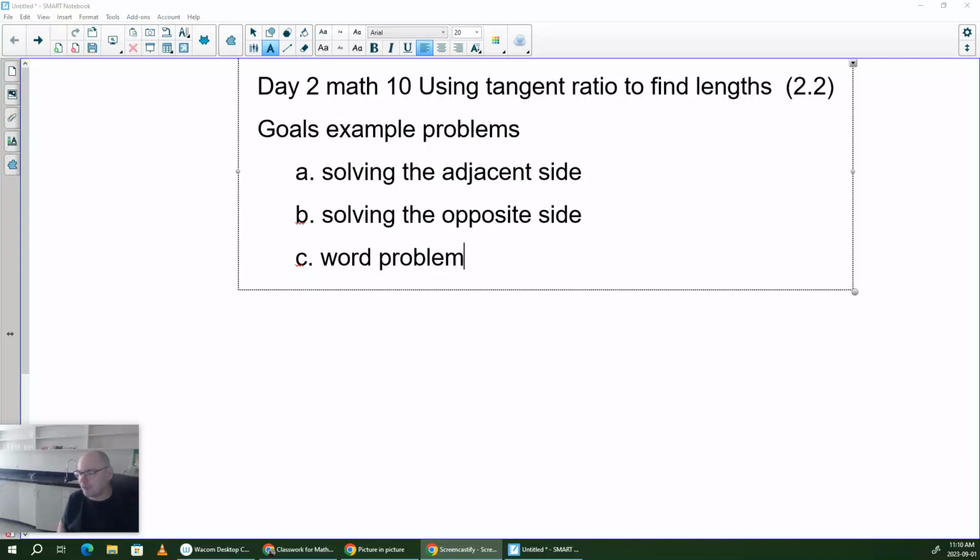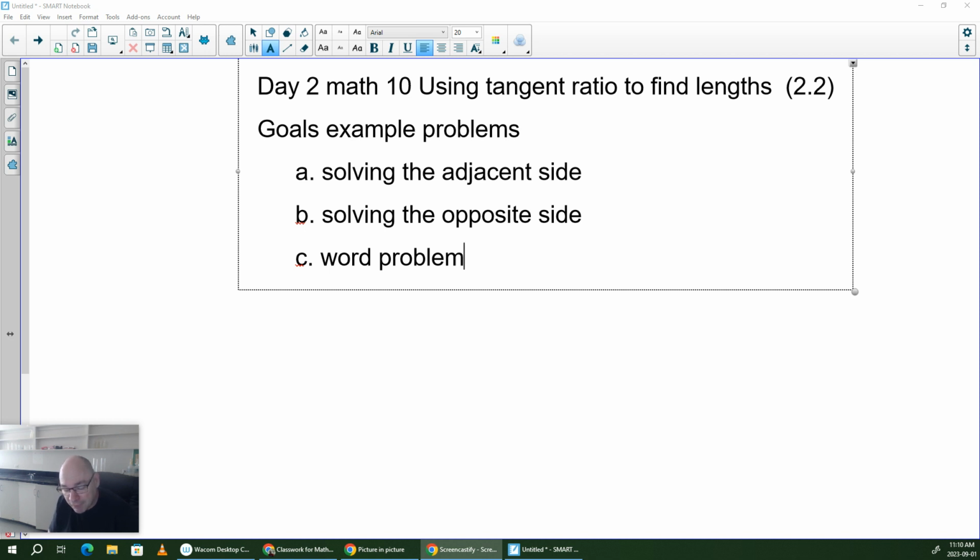Okay, guys, so this is day two, and now we're moving into still working with the tangent ratio here, but now we're going to be looking at finding lengths. Similar to what we did last year, but we're going to be working in section 2.2 today, still using tangent, so we haven't got into sine or cosine yet, but we will as we move ahead.